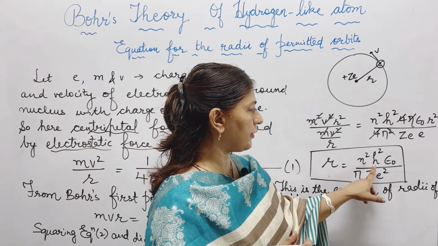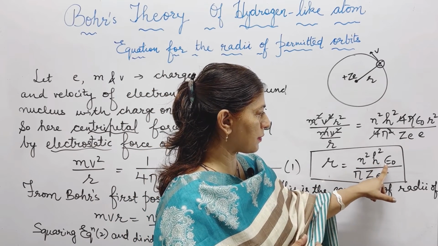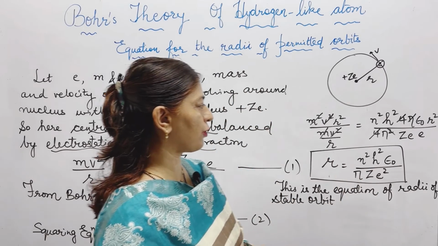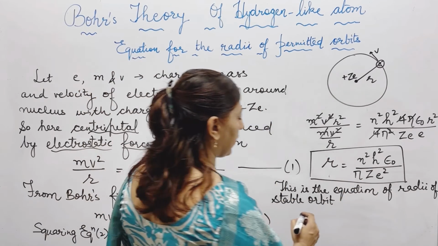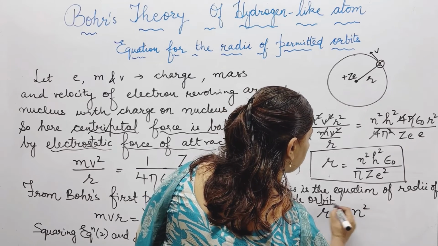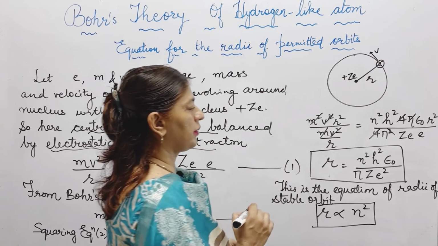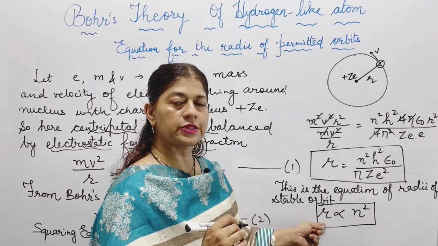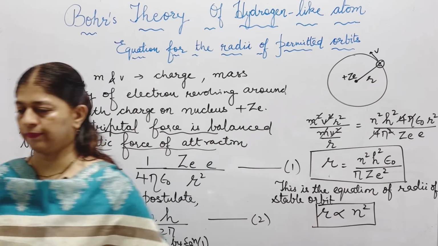The rest are standard constants: h is Planck's constant, epsilon naught is permittivity, z is the atomic number, and e is the charge on the electron. So from here we conclude that this radius is directly proportional to n square. There is direct proportionality of the radius to the square of this number.